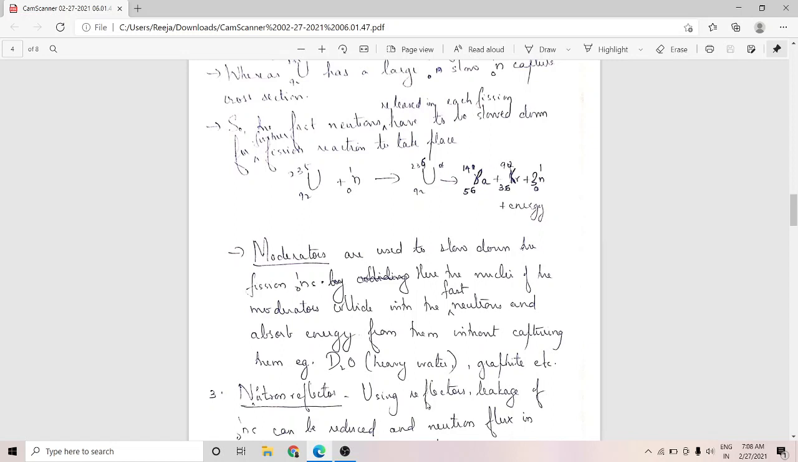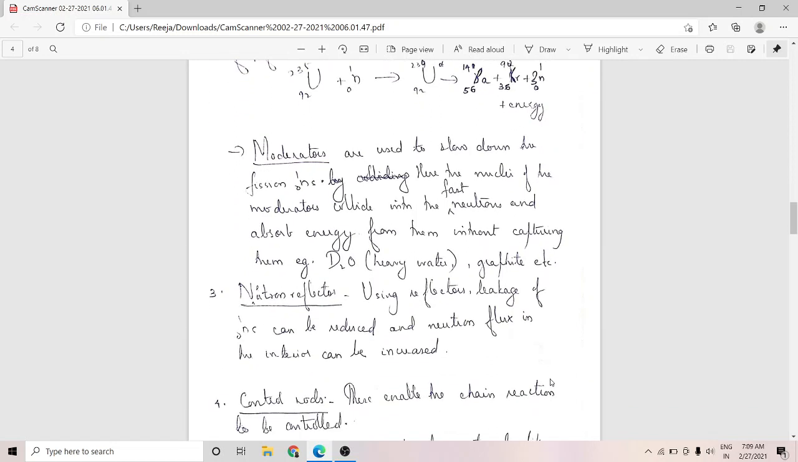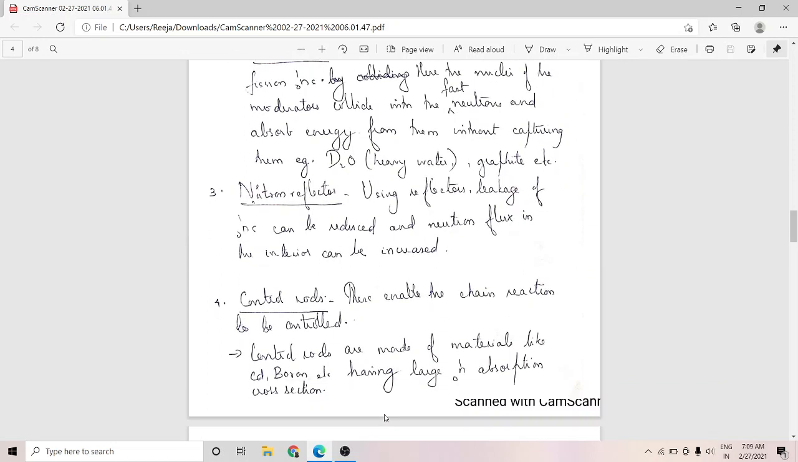So the examples of moderators are heavy water, graphite, etc. The next part is neutron reflector. Using reflectors, the leakage of neutrons can be reduced and the neutron flux in the interior can be increased. The next one is control rods, the next part of a reactor.